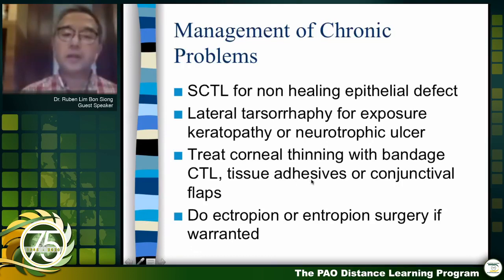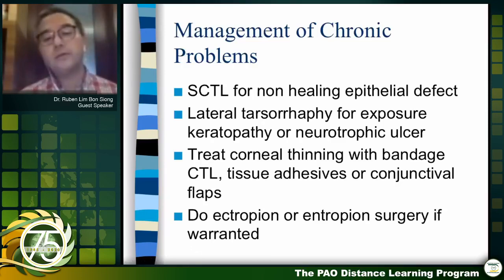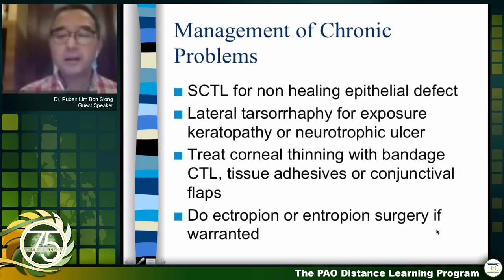If they have corneal thinning, especially if there is irregularity in the surface of the cornea, apply a bandage contact lens to keep that area moist. If they have lid changes, then refer to the PL for lid surgery.